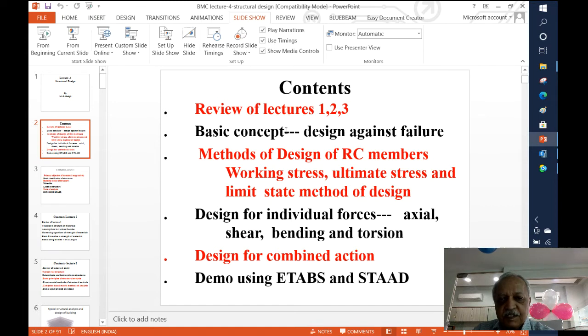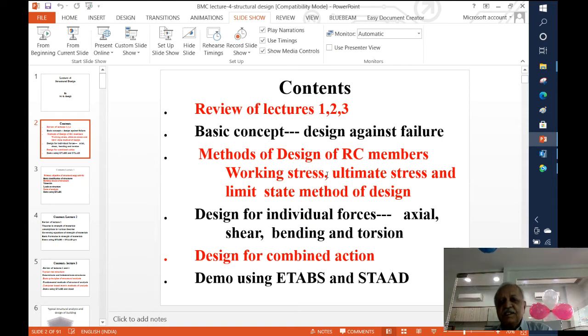Then we will consider the basic design concept for RCC members, as to what criteria we use for carrying out the structural design. Then the 3 basic methods which we shall briefly review would be the working stress method, the ultimate stress method, and finally the limit state method. So these 3 methods have some theoretical background, and ultimately of course we will be using the limit state method.